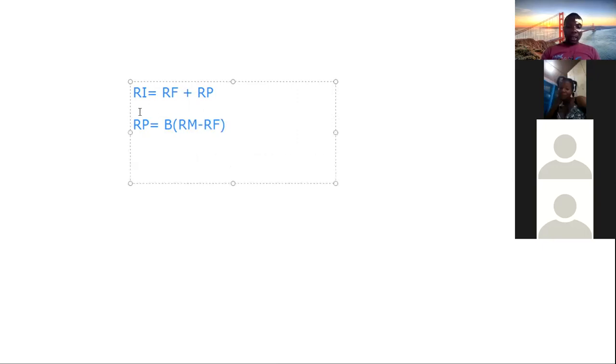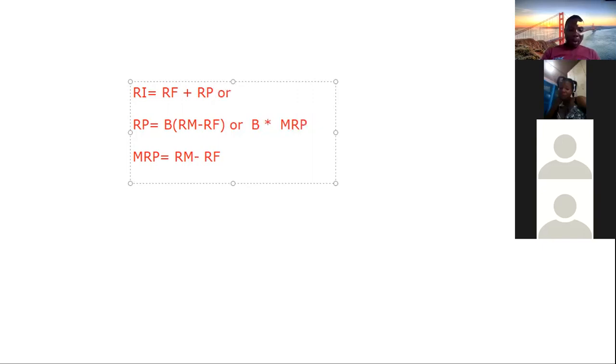Now, MRP is equal to your RM minus RF. So therefore, I can rewrite this formula as my beta multiplied by my MRP. So I can rewrite my RP in this form. I can say it's equal to this or this. I get you the scenario? So I can rewrite it in this form, and I can also rewrite this one too in this form.